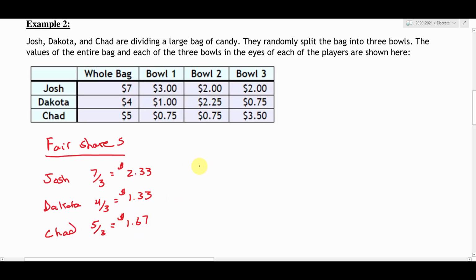So then we can come over here and we can actually say what bowls they would be happy with. Okay, so if I look at the 3 bowls here, the only one that's worth more than $2.33 for Josh is bowl 1. So Josh would only be happy with bowl 1. Now Dakota, I go through Dakota's values here. There's only one bowl that is worth more than $1.33, and that is bowl 2. So that is the only bowl that Dakota would be happy with. And then Chad, the only bowl that he would be happy with is bowl 3. That is the only one worth more than $1.67. Okay, so these would be what we call declarations.